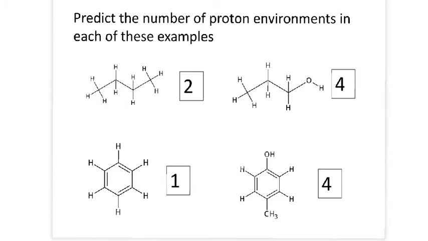So on our second example here, we've got 4 different hydrogens because we've got 1, 2, 3, 4. Because we've got this OH on the right hand side, it's not symmetrical, so they're all in different environments. You've got 4 different signals.